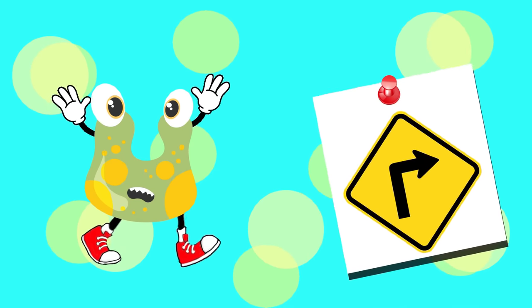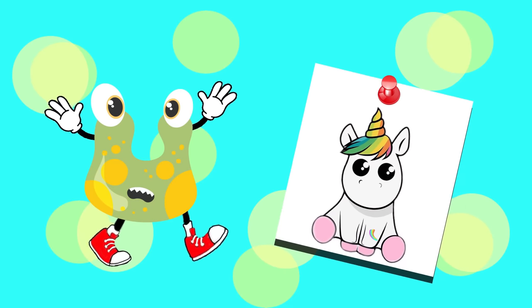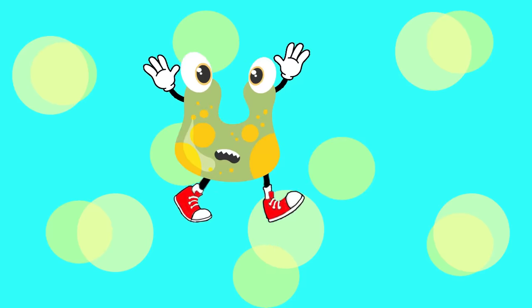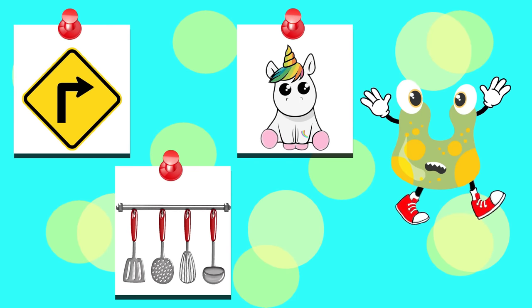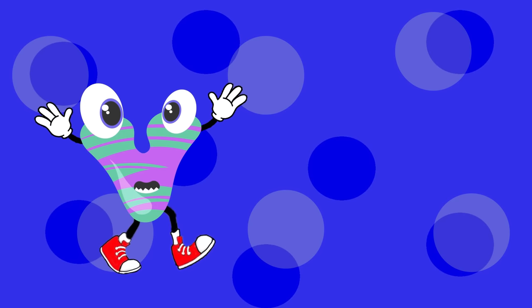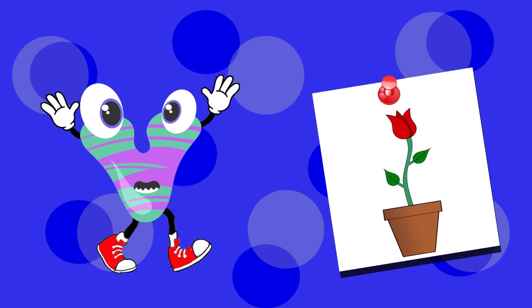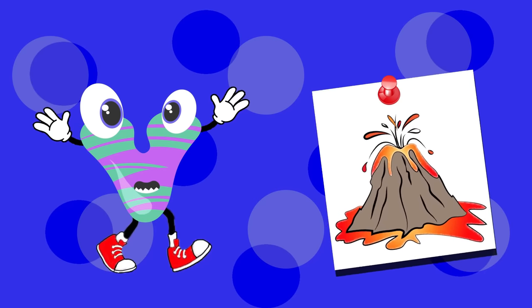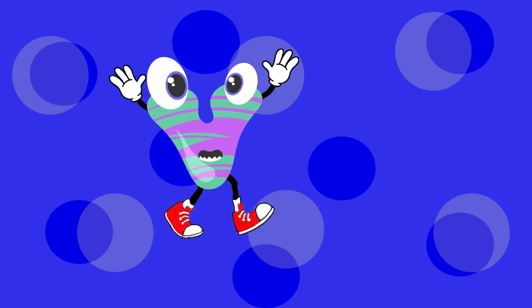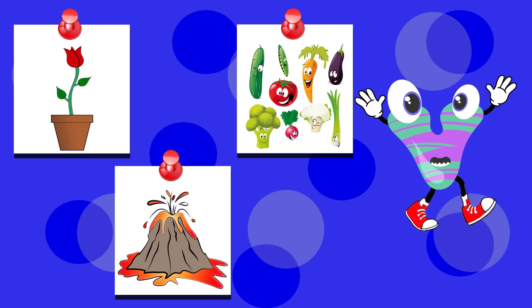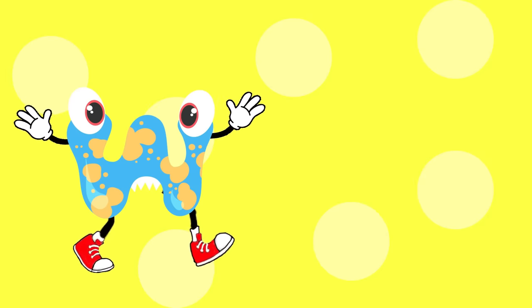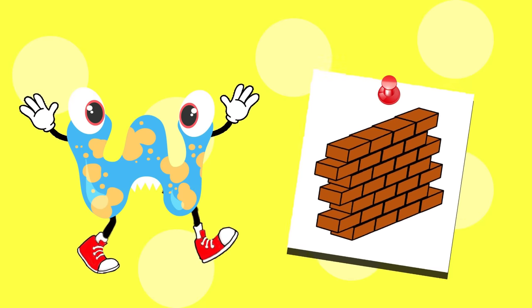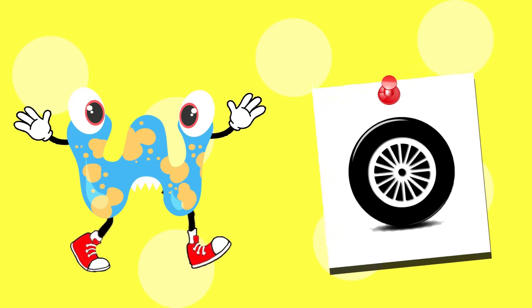U for U-turn. U for unicorn. U for utensils. V for vase. V for vegetable. V for volcano. W for web. W for wall. W for wheel.